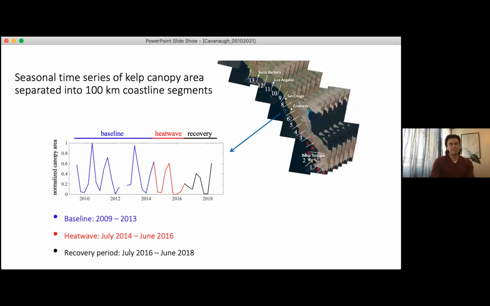We can test this hypothesis that these heating events are more likely to impact populations that are on the edge of their heat tolerance or temperature tolerance, right? The range limit populations. And so we created a seasonal time series for each coastline segment. This is the time series for the Ensenada segment. We've identified a baseline period. This is the 5 years before the heat wave, shown in blue. The heat wave is shown in red here, and then this recovery period shown in black.